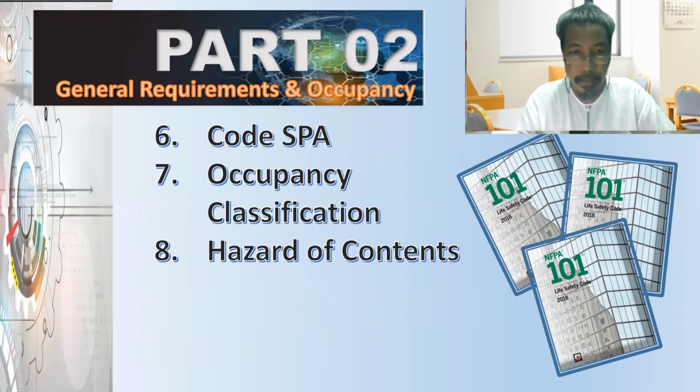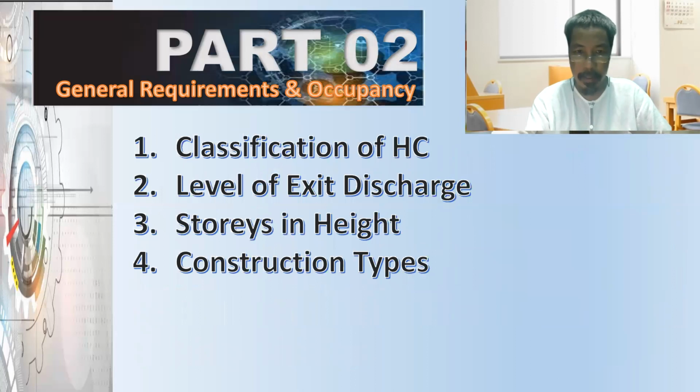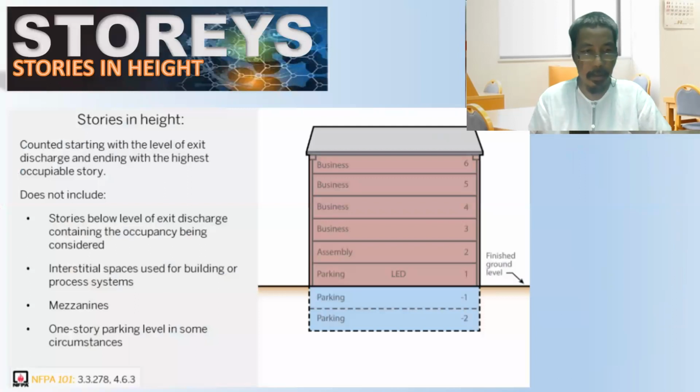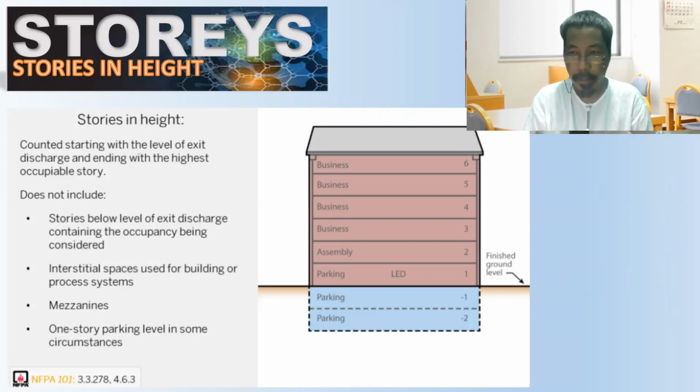Anyway, let's continue with this, and we are now on the hazard of contents, under which we are now on the third subtopic, stories in height. Stories in height is counted starting with the level of exit discharge and ending with the highest occupiable story. So, which one is the highest occupiable story? And therefore, in terms of NFPA 101, it is counted like that.